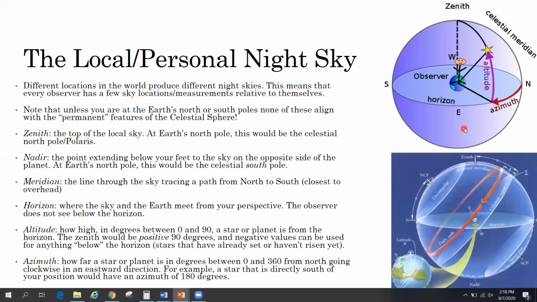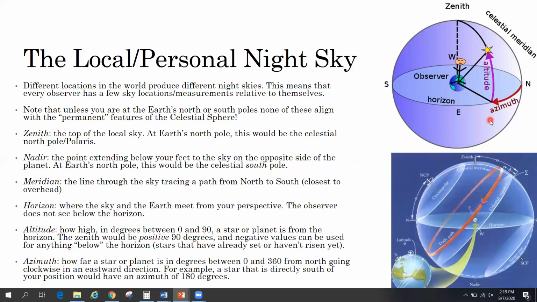The horizon would always represent 0 degrees of altitude, and the higher something is above the horizon, the greater the angle will be. And again, similar to declination, we can actually still talk about negative altitude, because even though we can't see stars that are below the horizon, we still can know that they're there, and we can describe their current position. So, for example, maybe before they've risen up into the night sky, or maybe just after they've set.